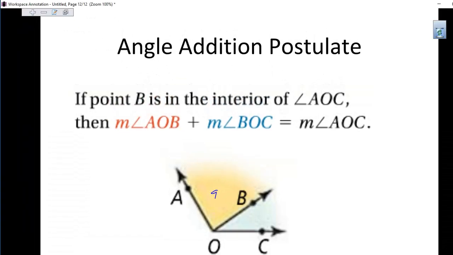So if this was 90 degrees, or let's say it's a little bit bigger than that, we'll say 95, and we say this is going to be, say, 40 degrees. Add them together, that's going to give us 135 degrees. These two angles together should equal 135, all the way from here to here. Now, if I told you the whole thing was 135 and I took out 95, you'd have to subtract to find out that BOC would be 40. So that's how the angle addition postulate works. Very similar to the segment addition postulate.